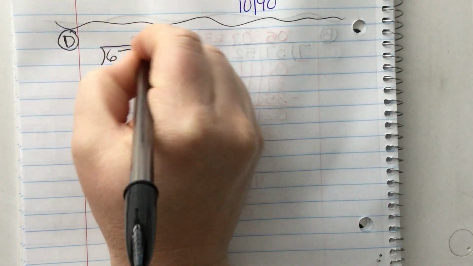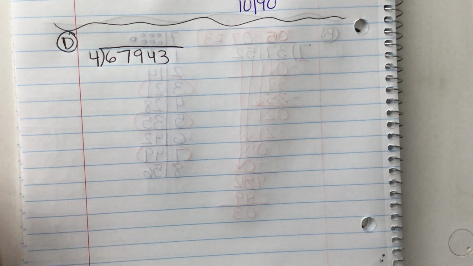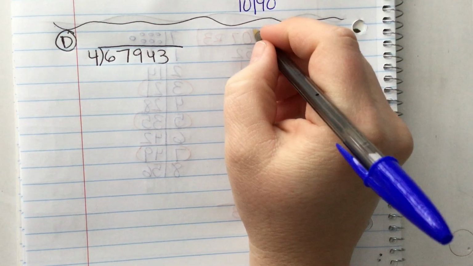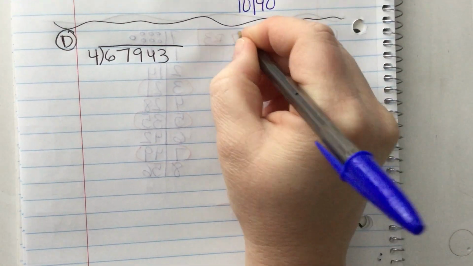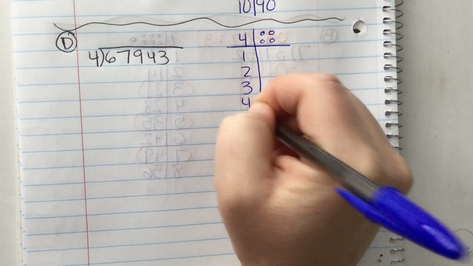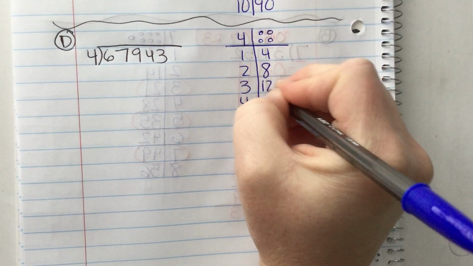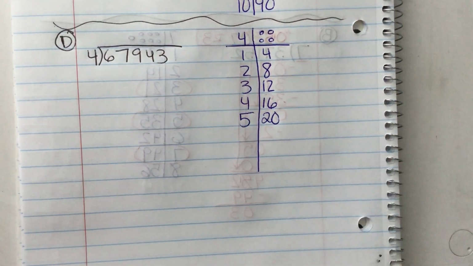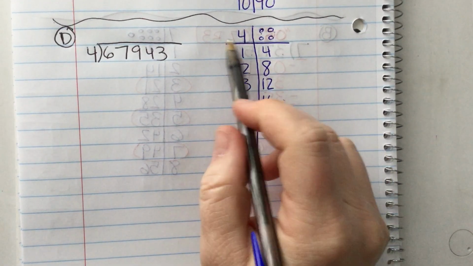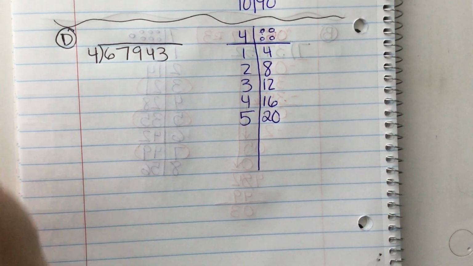67,943 divided by 4. Again, I'm going to list my multiples. We'll go with 5 and see if we need to go further. So 4, 8, 12, 16, 20. And again, if I didn't know my multiples, I can count the dots. That's why the little table here is helpful, because we can just count the dots. All right, let's see what we can do.